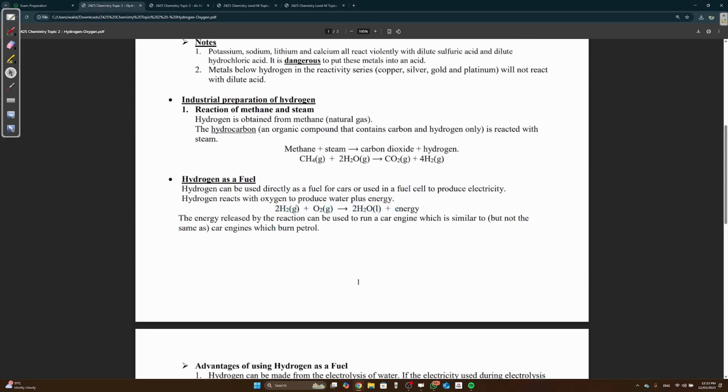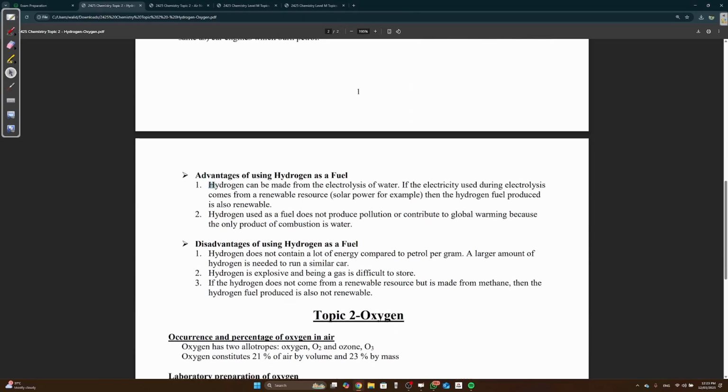To do this reaction, you need hydrogen and oxygen. Oxygen is just found in the air. But hydrogen is the question mark, okay? So if you can get hydrogen in a renewable way, then this energy will end up being renewable, right? So that's the first advantage: hydrogen can be produced from a renewable source.